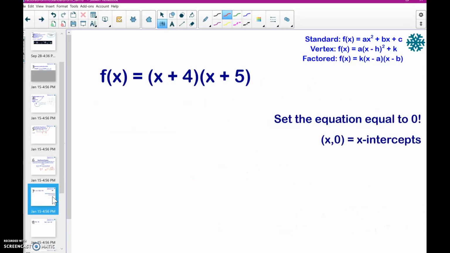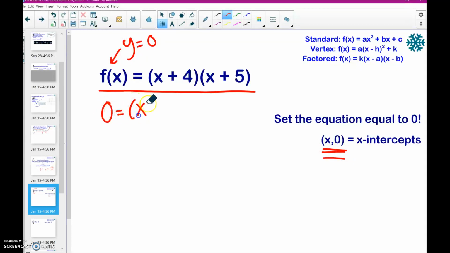Let's look at our first example here. Here's a quadratic equation, f of x equals x plus 4 times x plus 5. In order to figure out where this quadratic function is going to cross the x-axis, we have to set the equation equal to 0, keeping in mind that f of x is equal to y. So we're literally setting y equal to 0, which will help us find those x-intercepts. So here we've got 0 equals x plus 4 times x plus 5.